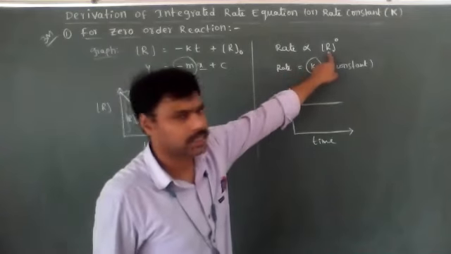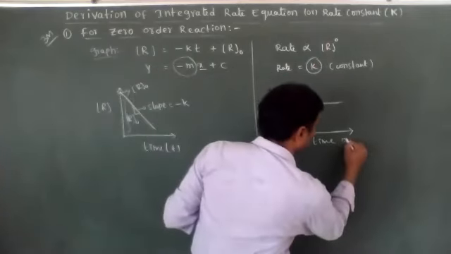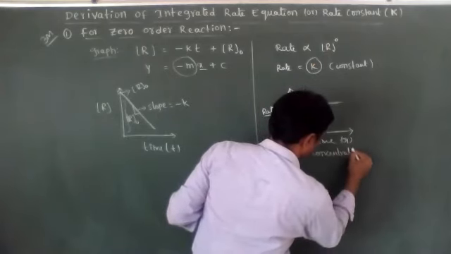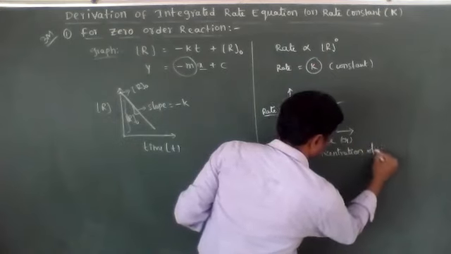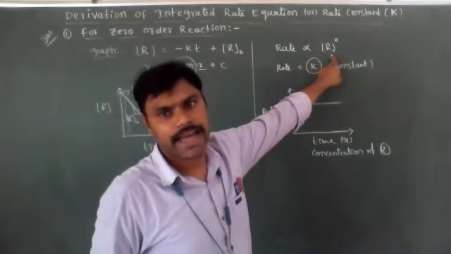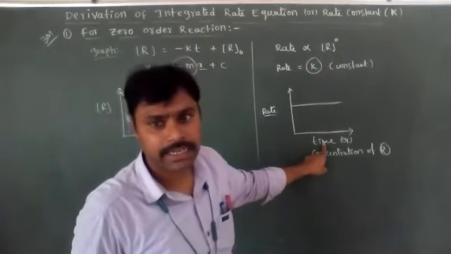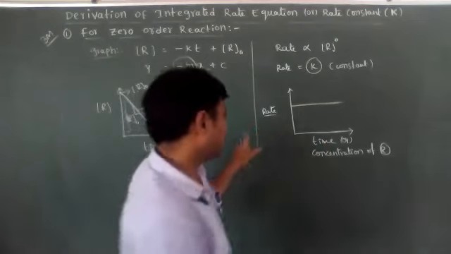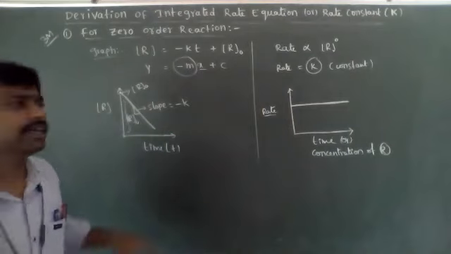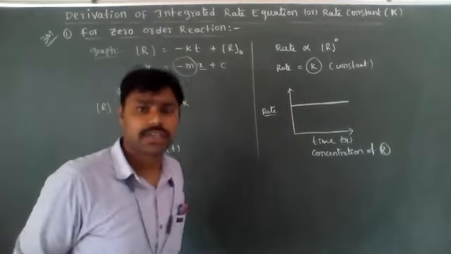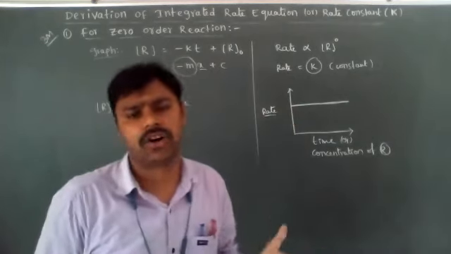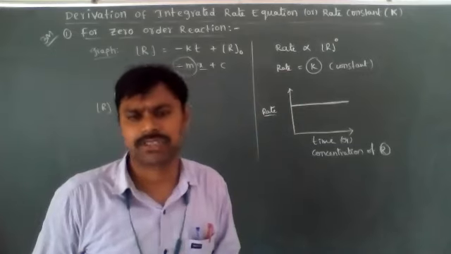Our rate is constant, or in this place you can take time or concentration of reactants, because the rate is independent of the concentration of reactants. So here you take time interval or concentration of reactants. The rate graph comes parallel to the x-axis. These are the main important graphical representations for zero order reactions. Okay, dear students, now we need to discuss the first order reaction rate constant as well as graphical representations.